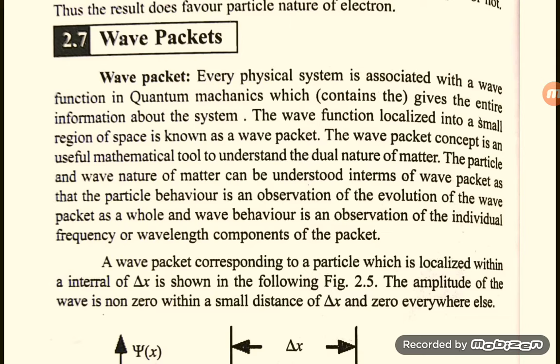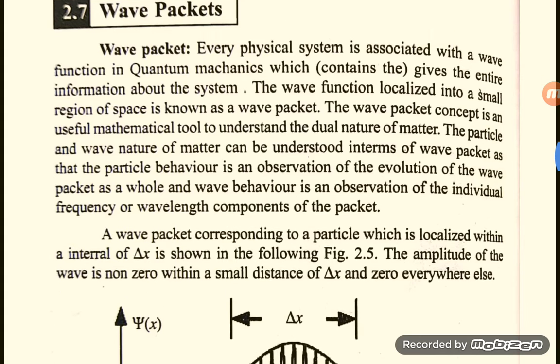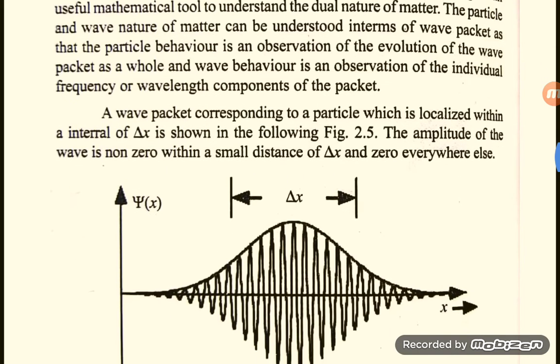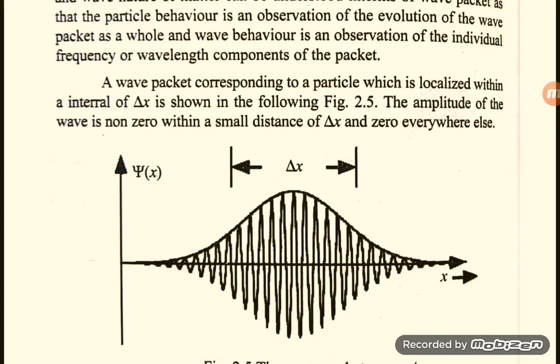So what is the behavior of that wave packet? It means, what is the behavior of the particle. If you observe this figure, the number of waves associated with the particle, after interference, looks like this, the combination of those waves. So in this delta x width, along the y direction, that is the psi x direction, the amplitude. Within this psi x and delta x, the particle will exist in the wave packet.